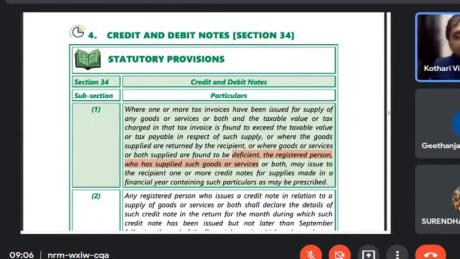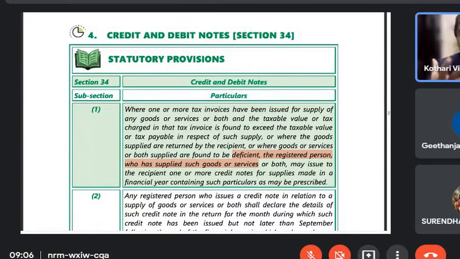If tax is charged higher, then you issue a credit note for 6% of tax. If the value is charged higher by 2,000 rupees, issue a credit note along with the document. So these are the three important situations. When there is a sales return, a credit note is issued by the supplier. When the value charged is higher, then a credit note is issued. When the tax charged is higher, then a credit note is issued.